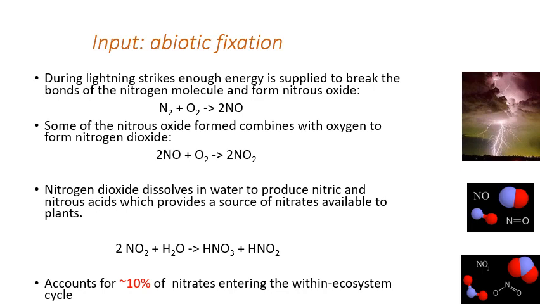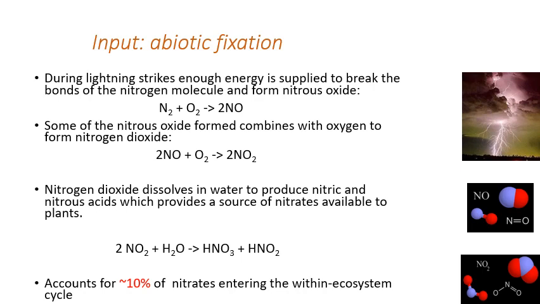You can see the equation at the bottom. 2 nitrogen dioxide molecules plus water creates nitric acid. Now this form, abiotic fixation, accounts for about 10% of the nitrates entering the ecosystem cycle.